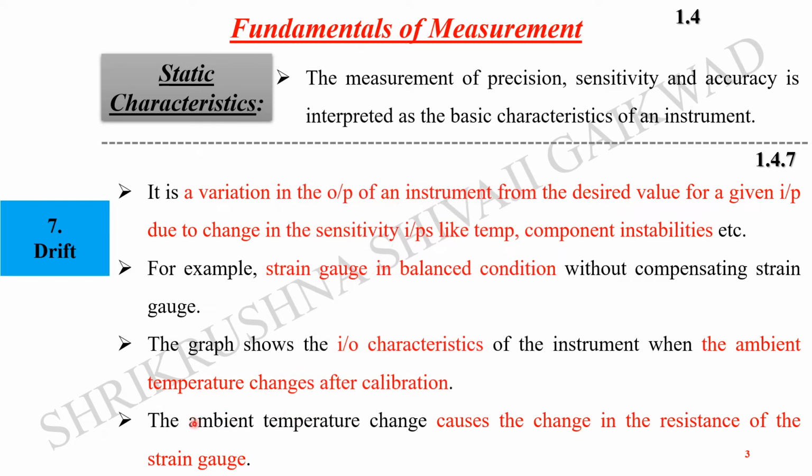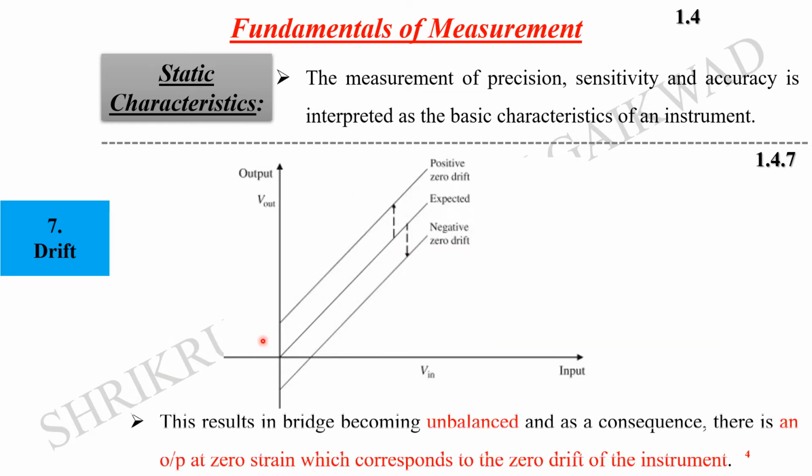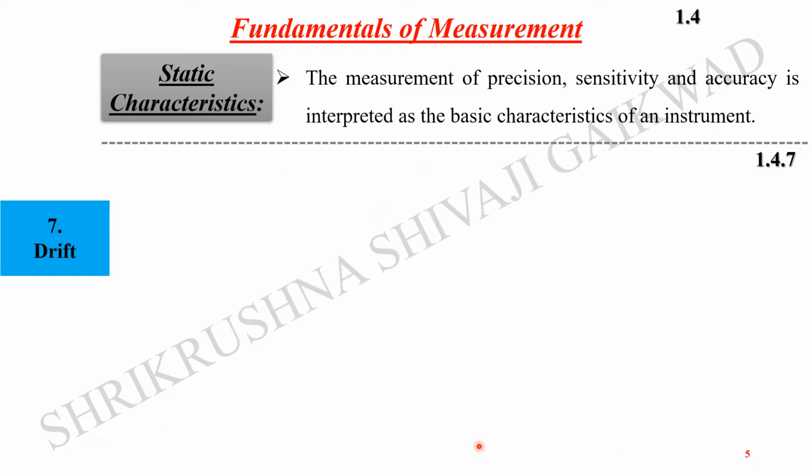After the calibration, the ambient temperature change causes a change in the resistance of the strain gauge. This results in the bridge becoming unbalanced, and as a consequence there is an output at zero strain, which corresponds to the zero drift of an instrument. Means if there is no input applied, still at the output we will get some strain. This comes under the zero drift of an instrument.